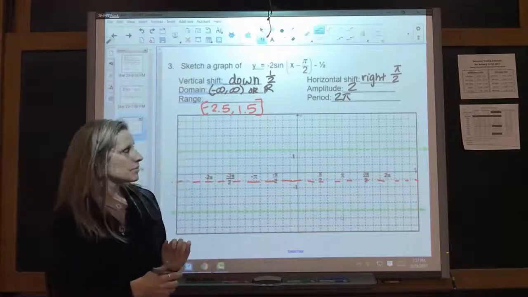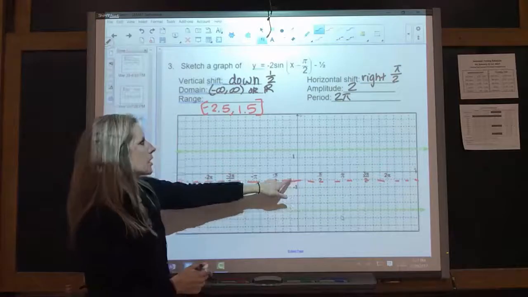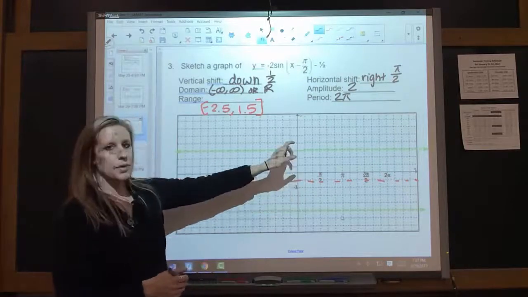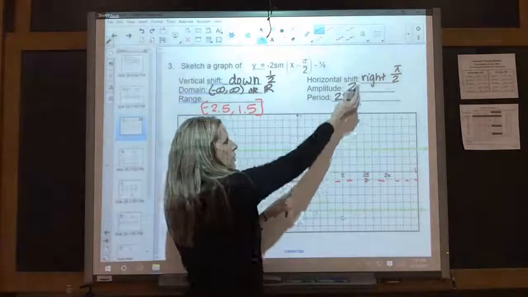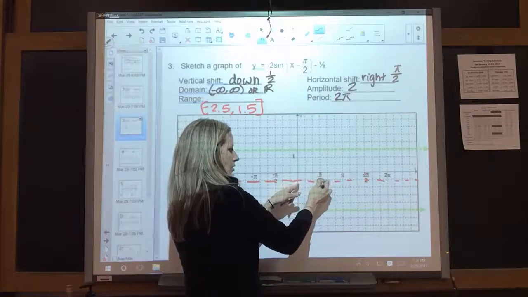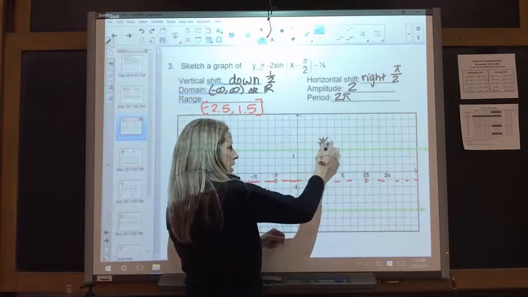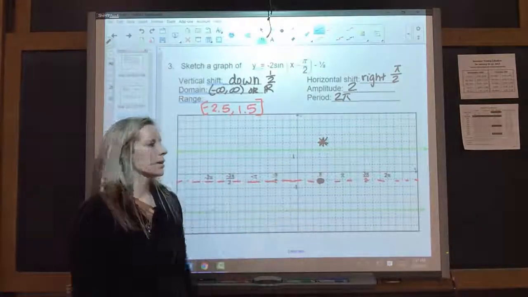So for a sine function, normally we start out in the middle, right? And this one's the same. We're going to start out in the middle, but we're going to move it to the right, pi over 2. So instead of starting at 0, we're starting at pi over 2. And I put an asterisk, that way I remember this is my starting point.